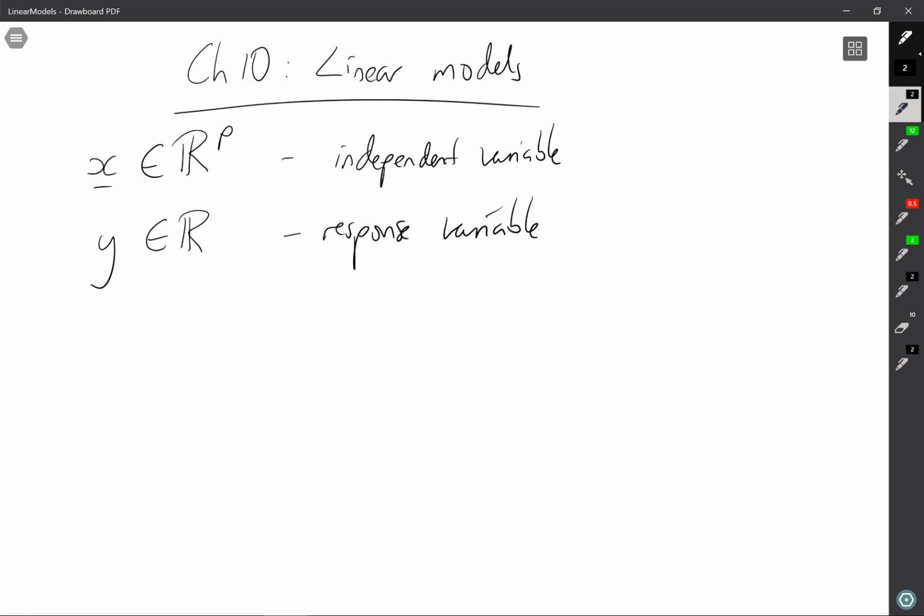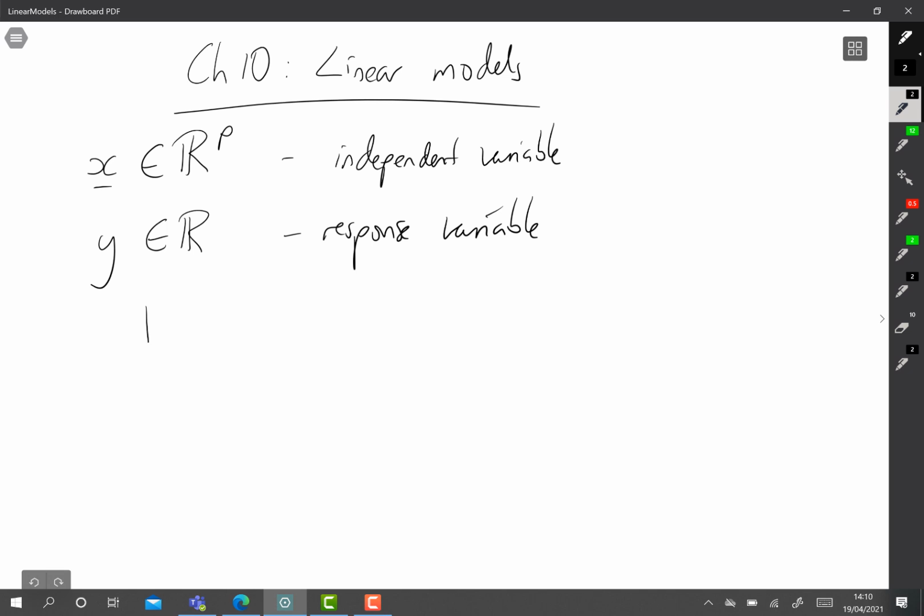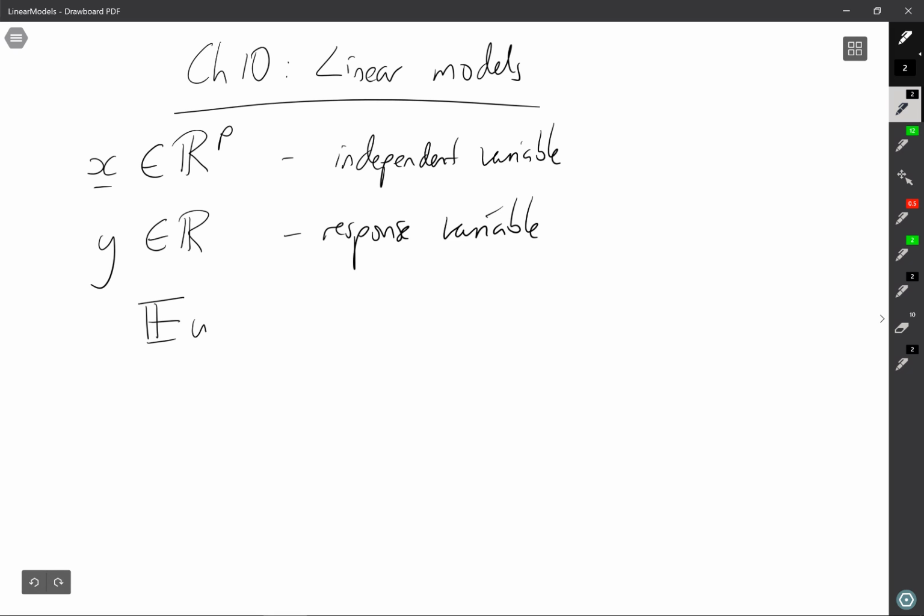And the assumption in this chapter is that the relationship between y and x is linear. In particular, we assume in linear models that the expected value of y is of the form x transposed beta, where beta here is a parameter vector in Rp.